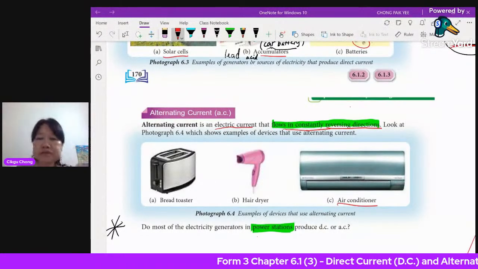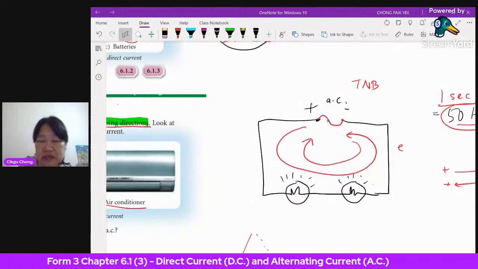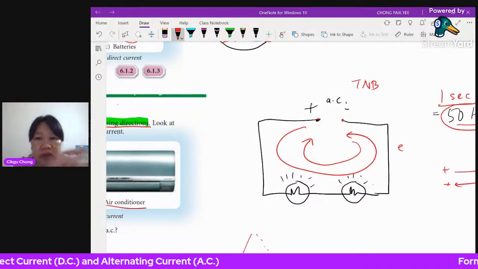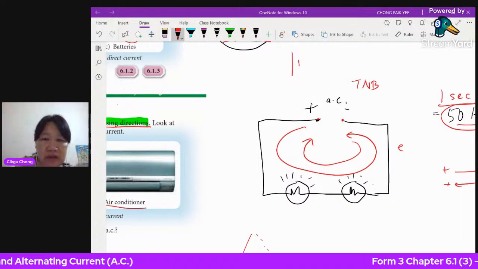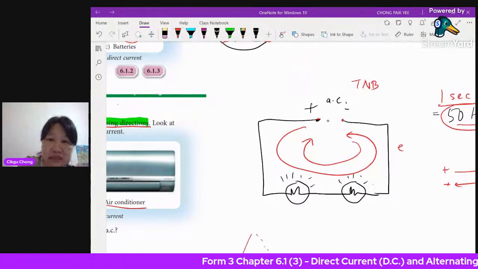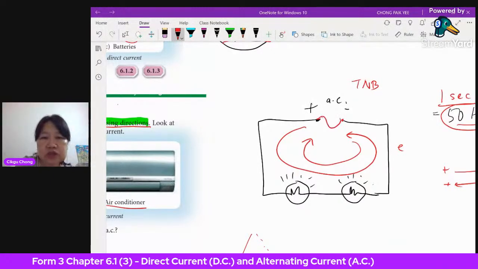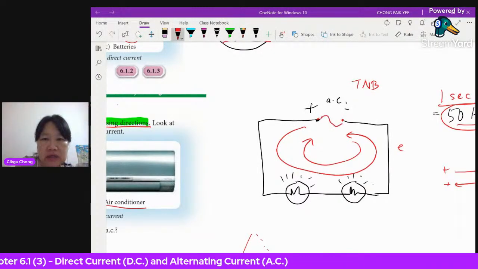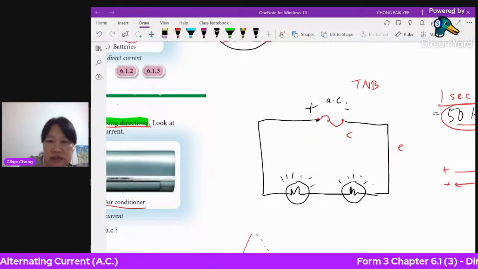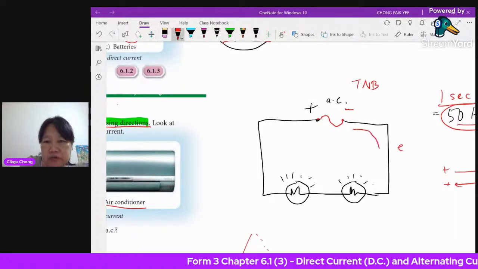If we look at this diagram, this is the AC. For direct current, you put long and short lines, which show direct current. If it is alternating current, we put a symbol like an S shape to show that it is alternating current. Now, what I'm showing here, these two lines: at one moment, maybe this is the negative terminal, so the electrons will flow in this direction.